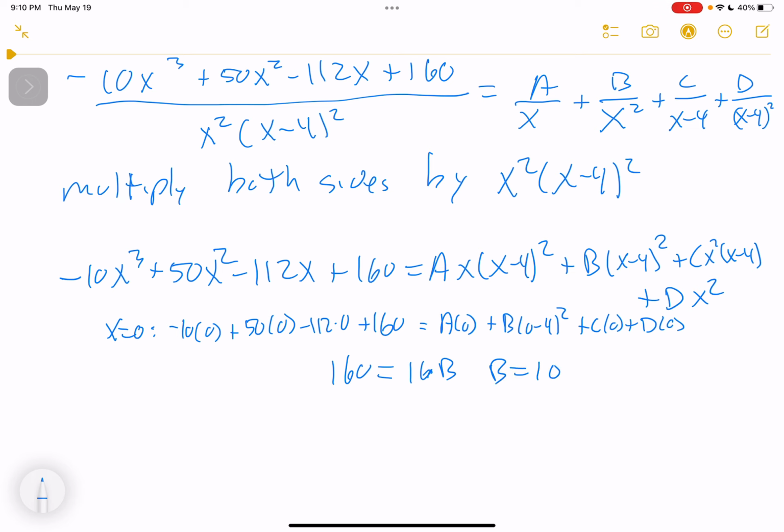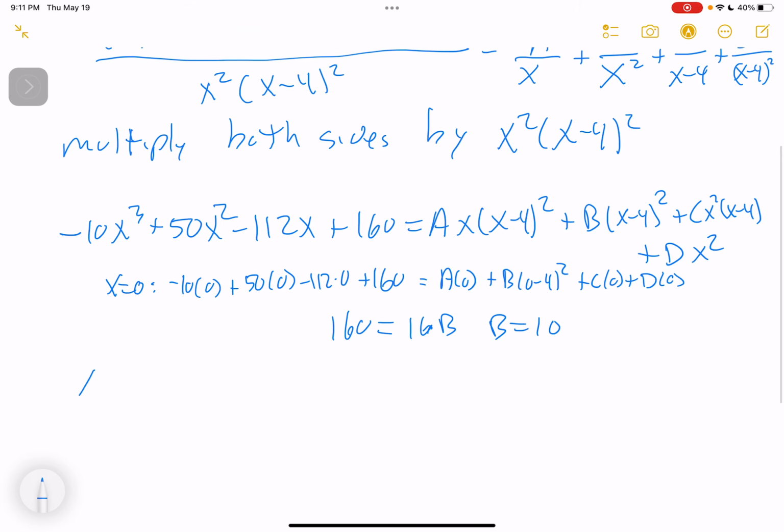Hey, we got one of them. That's pretty cool. Now let's see, what else can we do? We can probably eliminate 3 of them if we said x equals 4. Then on the left, this is going to be a little big to deal with, so I'm going to just plug it in with my calculator. So it's going to be negative 10 times 4 cubed plus 50 times 4 squared minus 112 times 4 plus the 160.